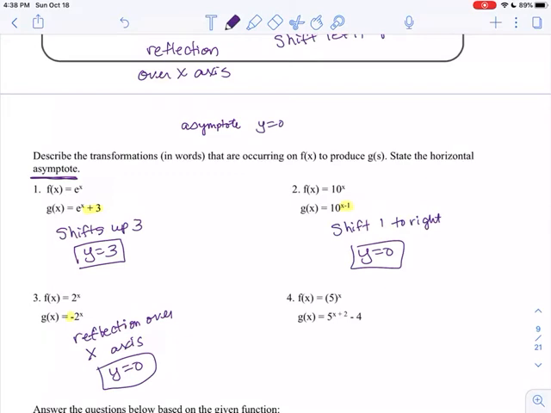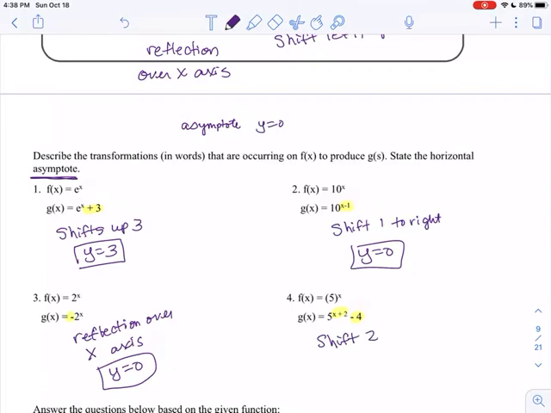Again, that will not change the asymptote. The asymptote will still be y equals 0. It will just be on the other side. It will be in the negatives, but it will still approach 0, just from the bottom, not from the top.